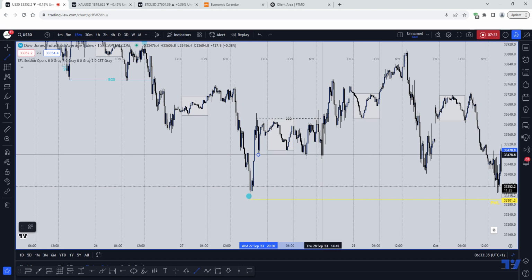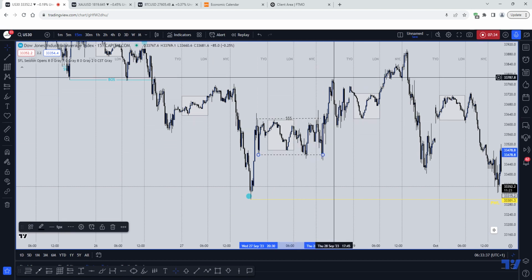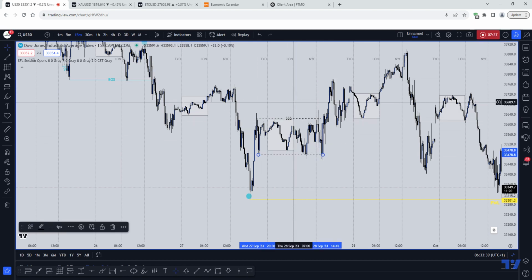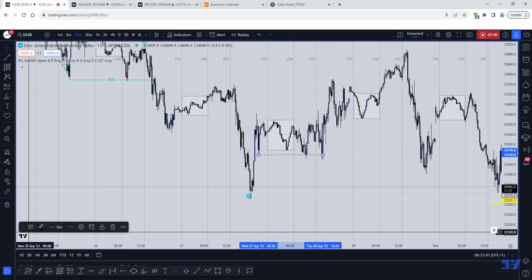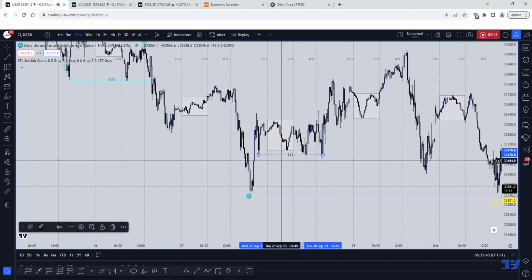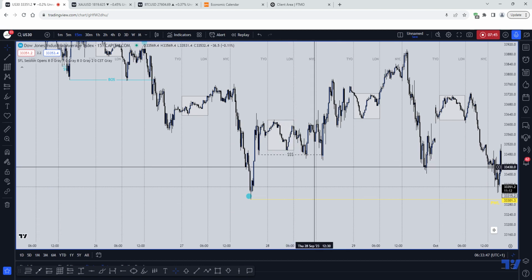So first and foremost, what did the market do here? It pushed to the upside, right? So it took the liquidity above the highs. So where is the liquidity now? It is below the lows. We have equal lows. So we have nice liquidity residing below this area, first and foremost.